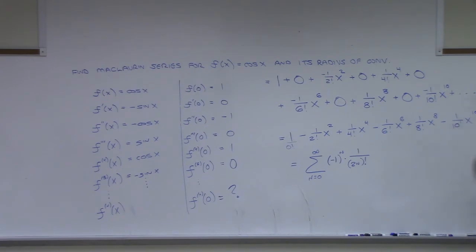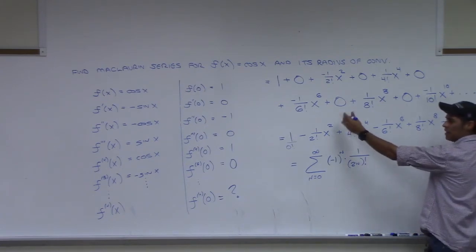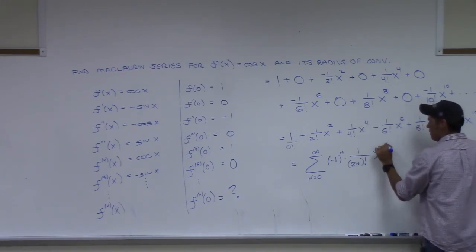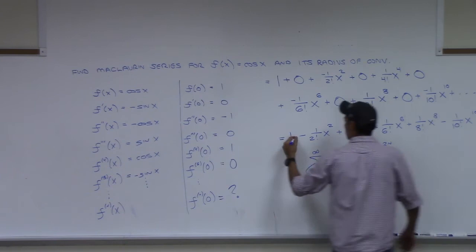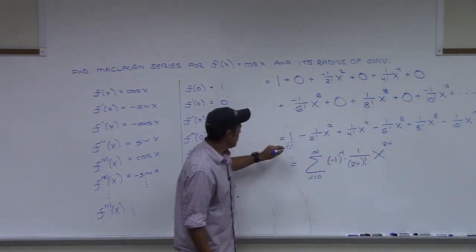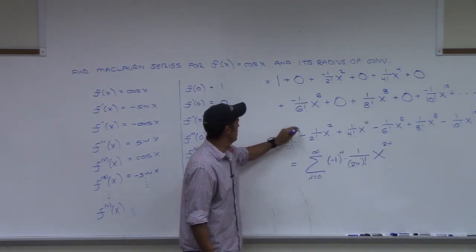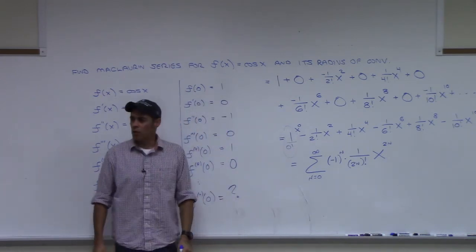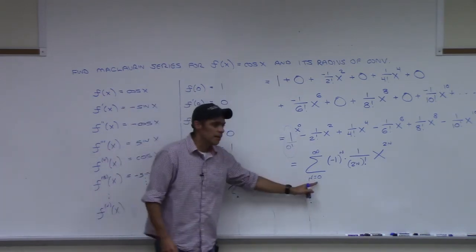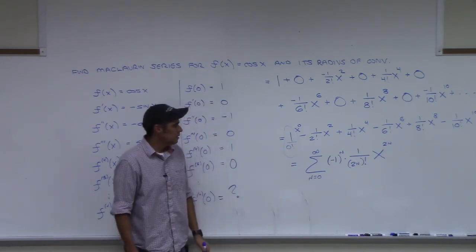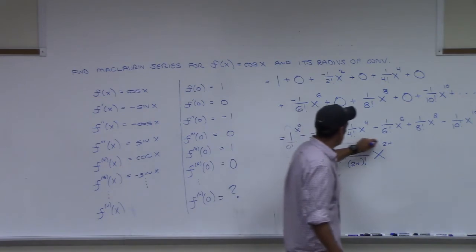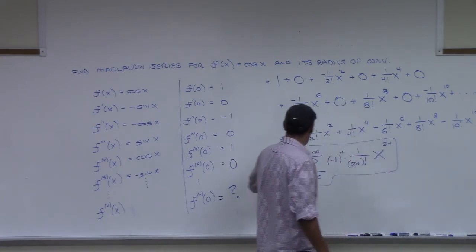What are we missing? The x's, right? But all those are even powers again: 2, 4, 6, 8. So x to the 2n. We want to start here at this first one. What's the x power here? X to the 0, right? So just 2n should work because we're starting at 0. Do y'all agree with that? There it is. That's your Maclaurin series for cosine.